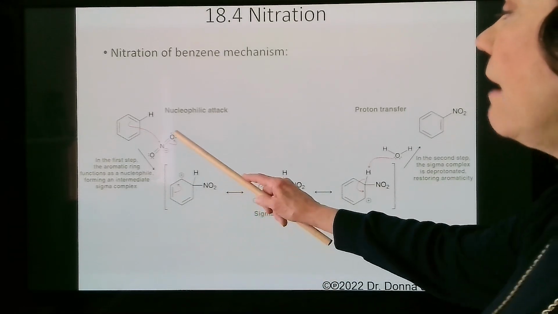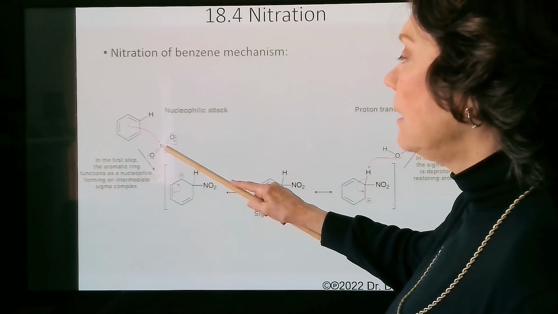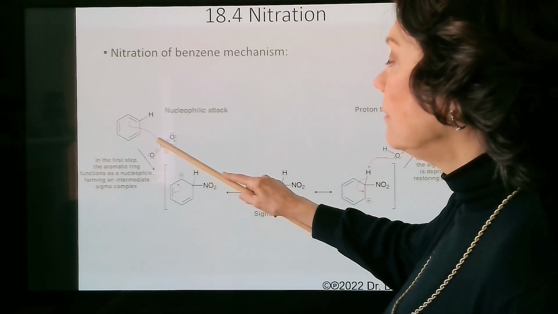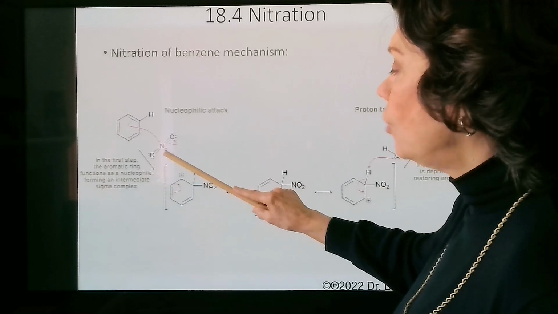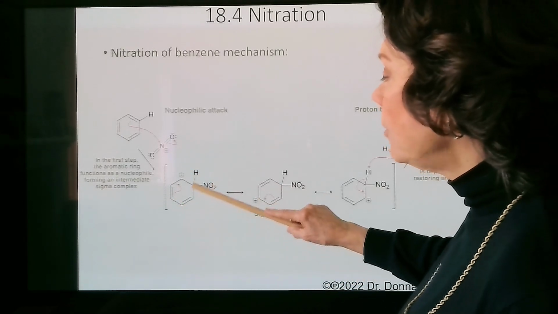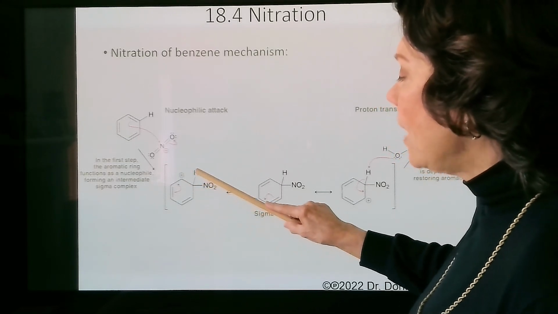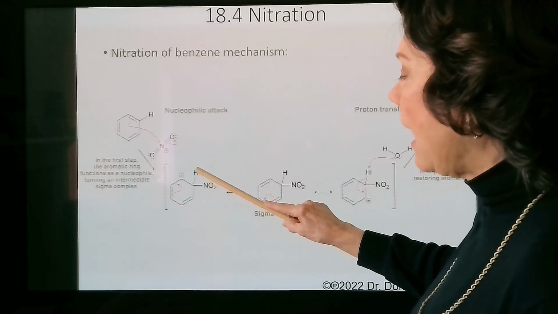So here we have the electrophile. You have nucleophilic attack on the electrophile. A pair of electrons attacks the nitrogen bearing the positive charge. You have the carbon-nitrogen bond formed. Now you can see this carbon is bonded to 4 different atoms. This proton is the one that's going to have to be lost.